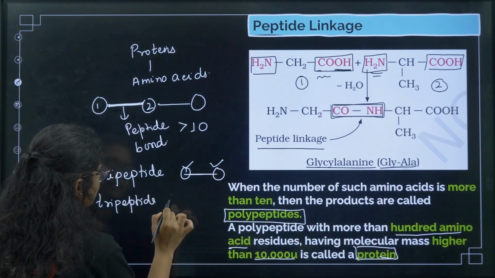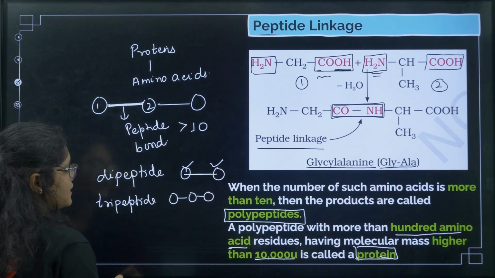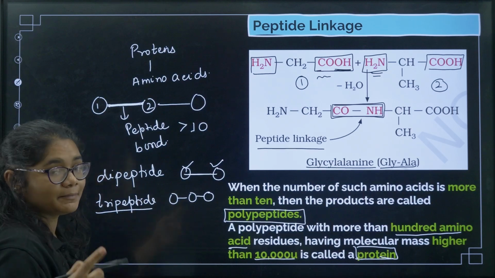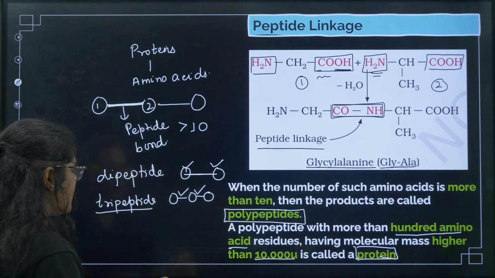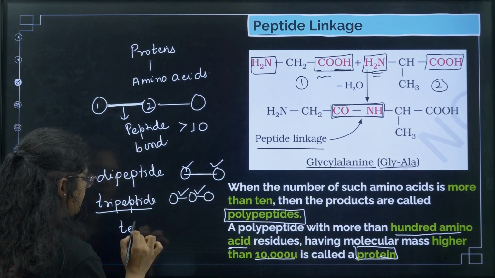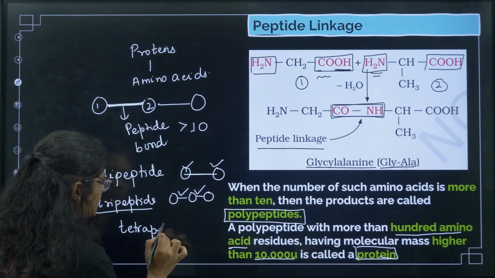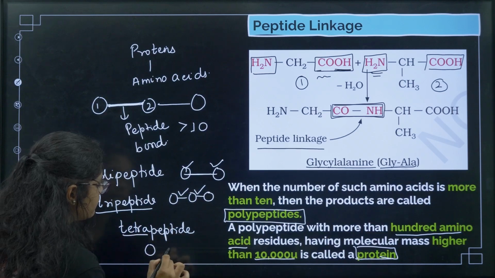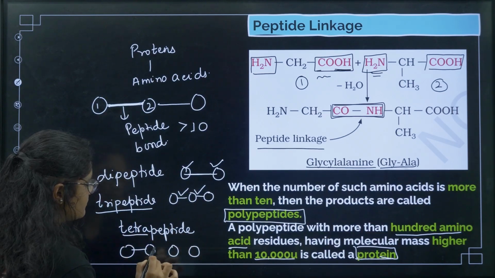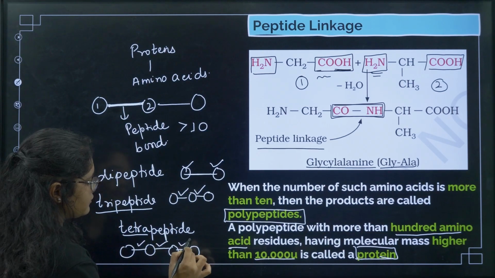Tripeptide means there will be 3 amino acids. So in a tripeptide, how many peptide bonds will be there? There will be 2 peptide bonds in a tripeptide. Now, for example, tetrapeptide: tetra means there will be 4 amino acids. How many bonds will be there? 1, 2 and 3.